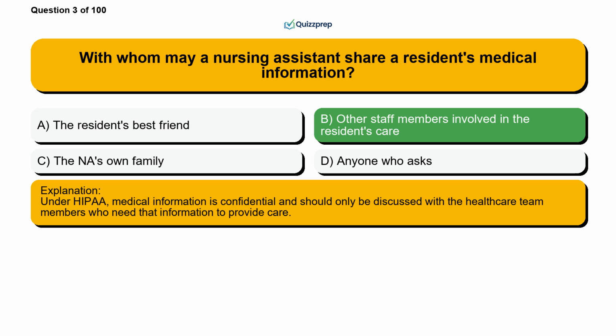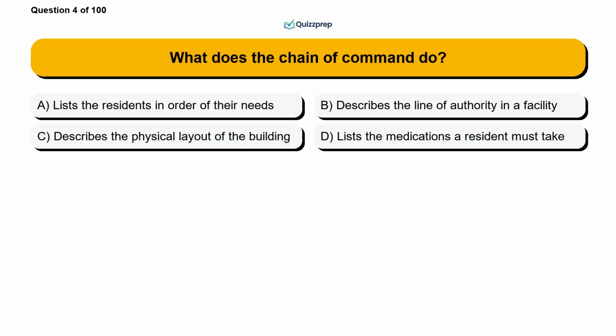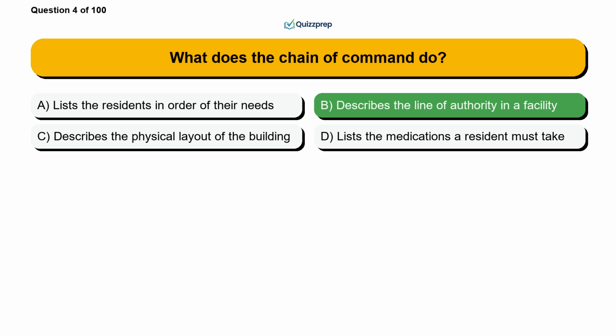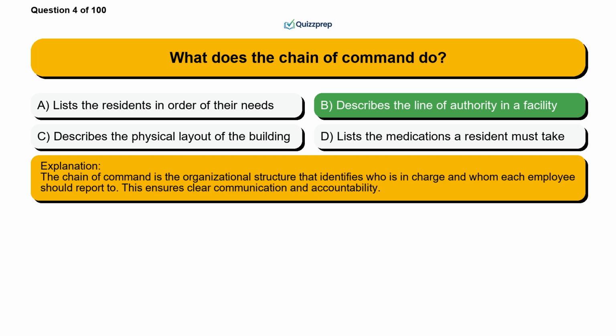to provide care. Question 4. What does the chain of command do? Option A, lists the residents in order of their needs. Option B, describes the line of authority in a facility. Option C, describes the physical layout of the building. Option D, lists the medications a resident must take. The correct answer is option B, describes the line of authority in a facility. The chain of command is the organizational structure that identifies who is in charge and whom each employee should report to. This ensures clear communication and accountability.